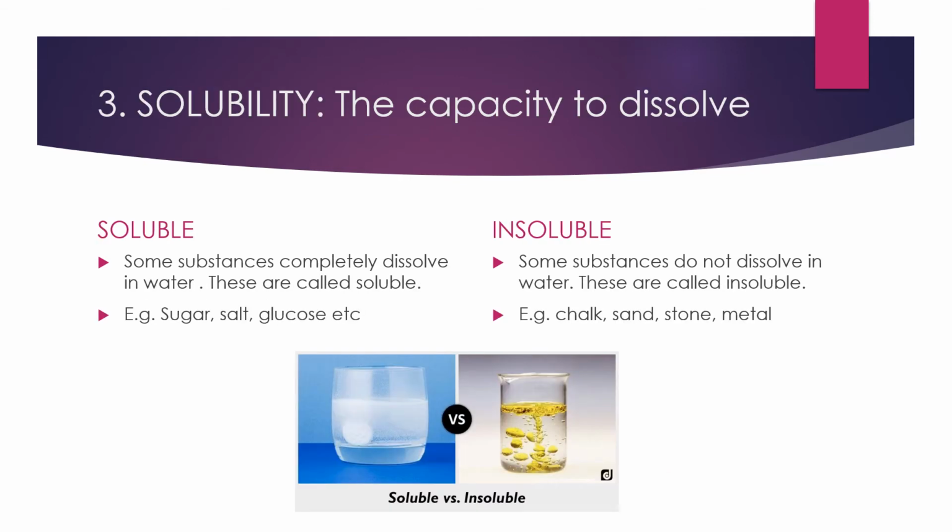The next property is solubility. The capacity to dissolve in a liquid is called solubility. Some substances completely dissolve in water, hence they are called soluble. Example, sugar, salt, glucose, etc. Some substances do not dissolve in water and are called insoluble. Example, chalk, sand, stone, metals, etc.